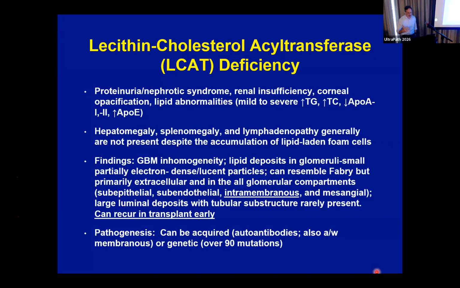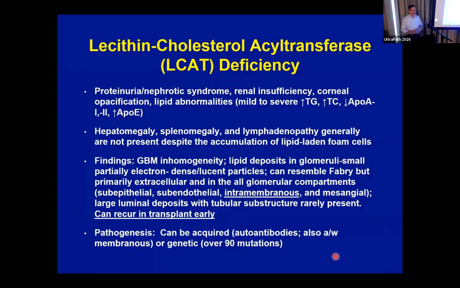By light microscopy, you'll see this GBM inhomogeneity. These are due to lipid deposits within the glomeruli. I'll show you what they look like in just a second on electron microscopy, but they can be extracellular or sometimes intracellular, but a classic one would be these intramembranous deposits. You may also rarely see these large luminal deposits. One of the things I really liked about this in the differential, though, is that this has been reported to recur very early in the transplant.